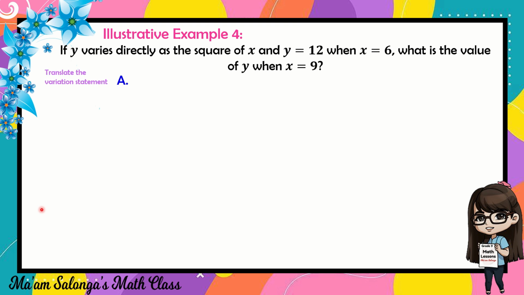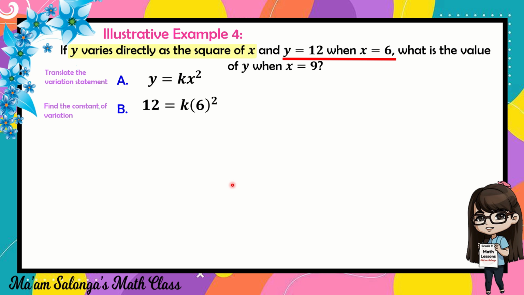Again, the first step is to translate the variation statement y varies directly as the square of x, and that is y equals kx squared. The second step is to find the constant of variation. So, since ang variable lang naman natin dito ay y at saka x, dapat yung kumpleto. And that is y equals to 12 when x is 6. Let's substitute. 12 equals k times 6 squared. 6 squared is 36. And then, let's divide it both sides by 36. So, cancel out natin ang 36 kasi 1 na lang siya. So, k na lang ang natira.